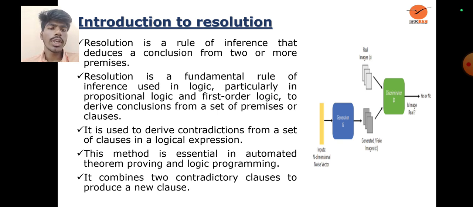It is used to derive contradictions from a set of clauses in logical expressions. This method is essential in automated theorem proving and logic programming. It combines two contradictory clauses to produce a new clause. Once we observe this diagram, here are the two different clauses which are combined to form finally one conclusion.